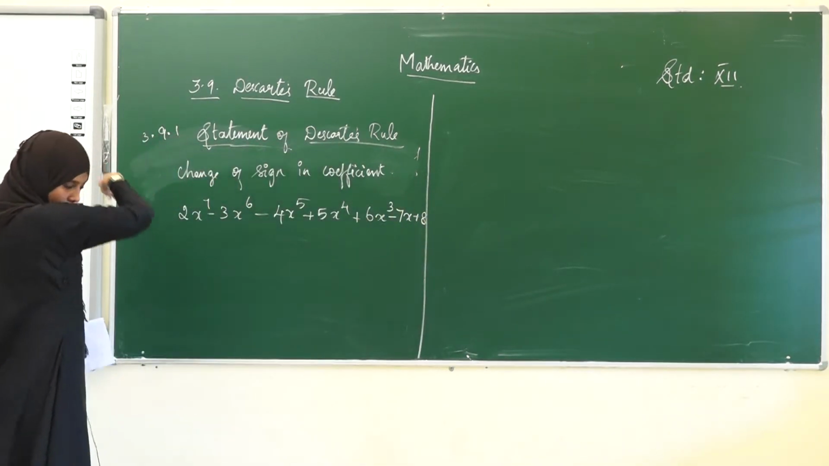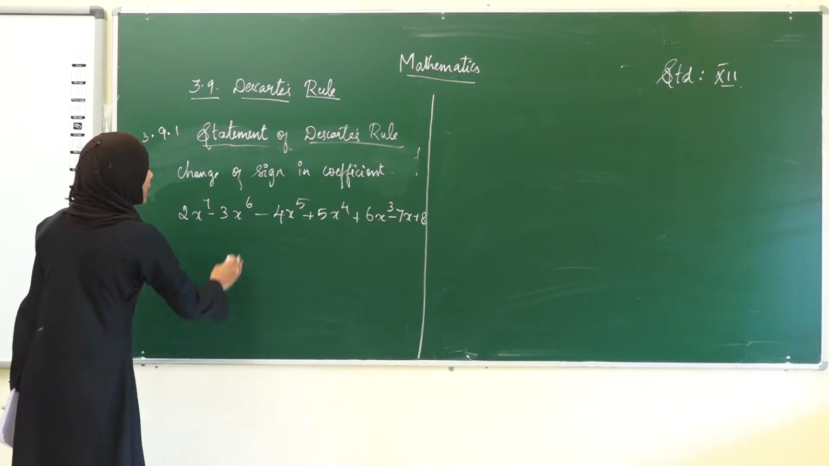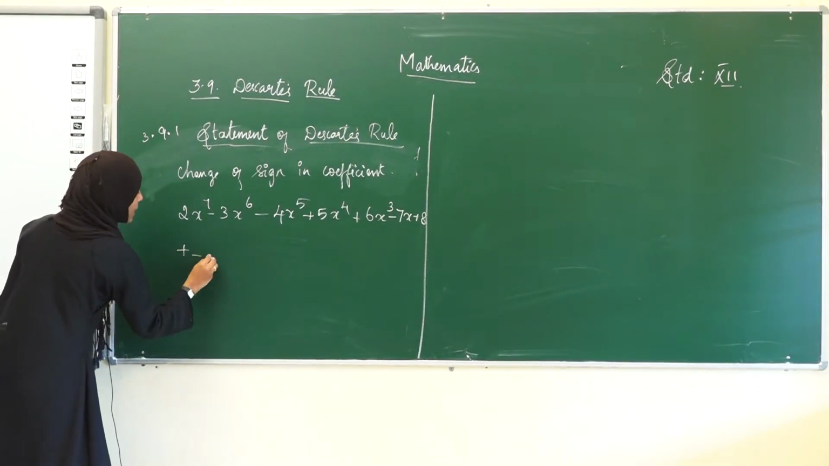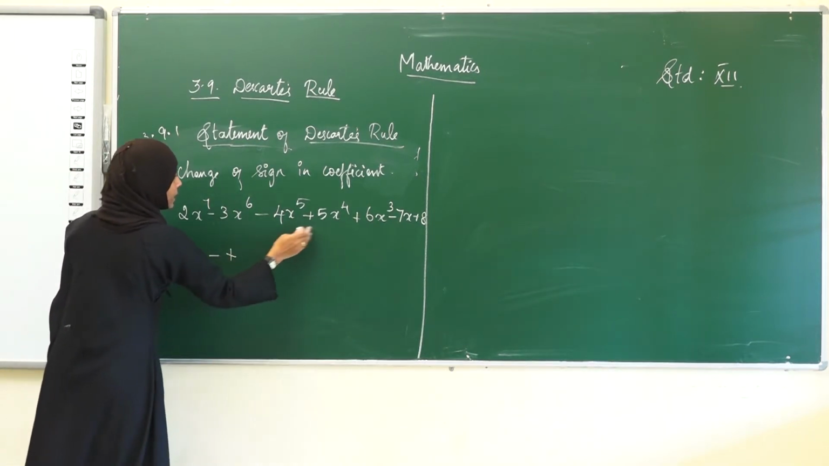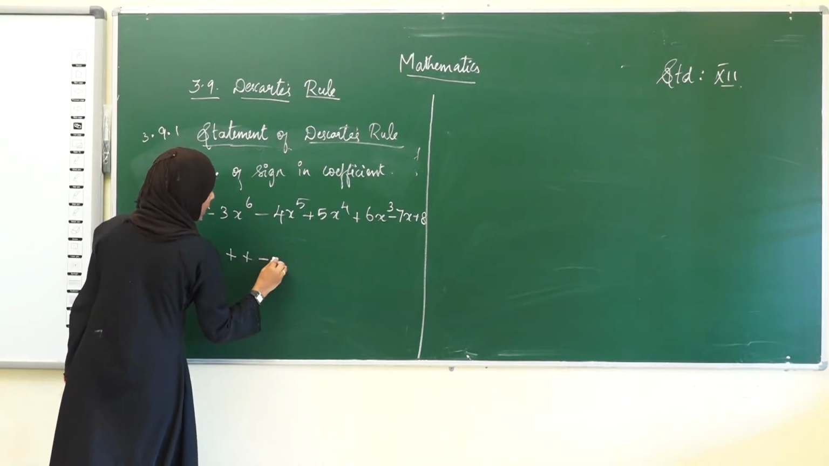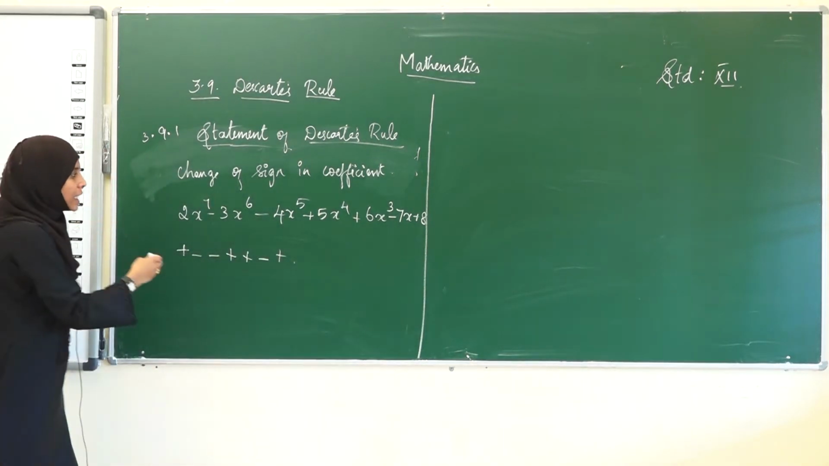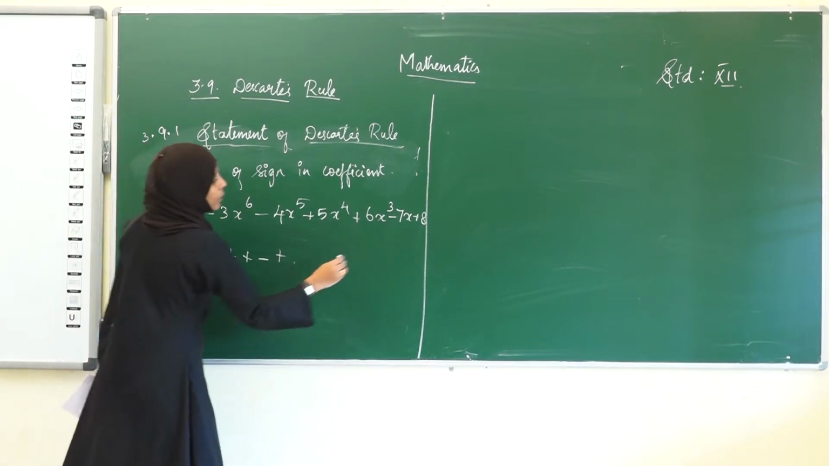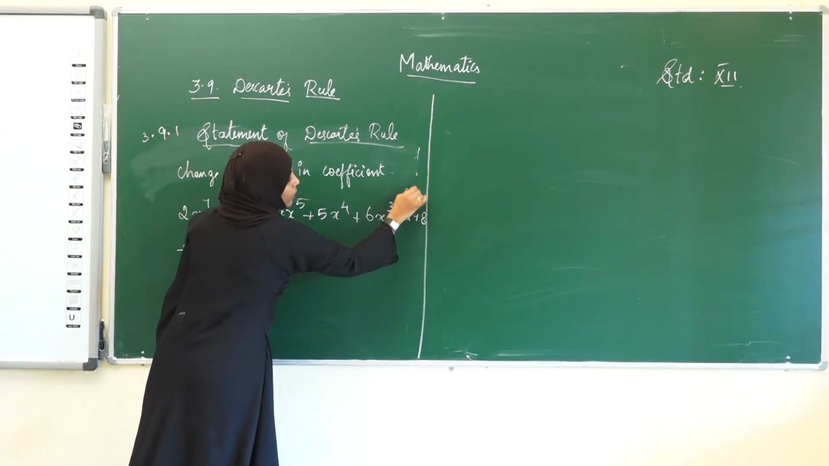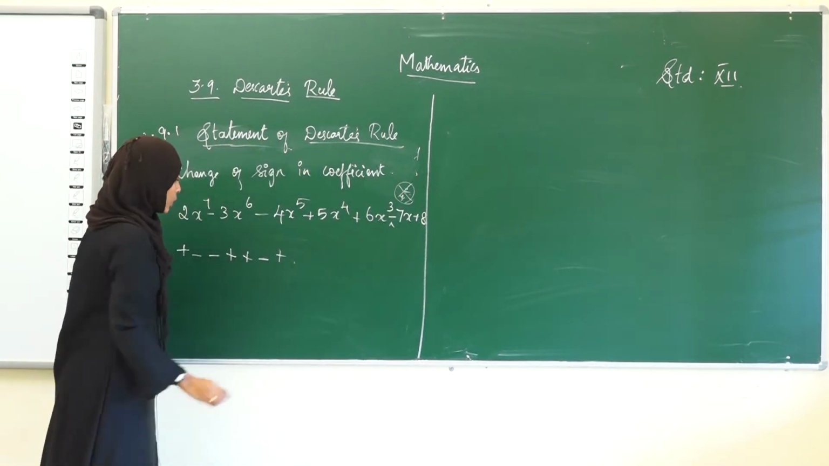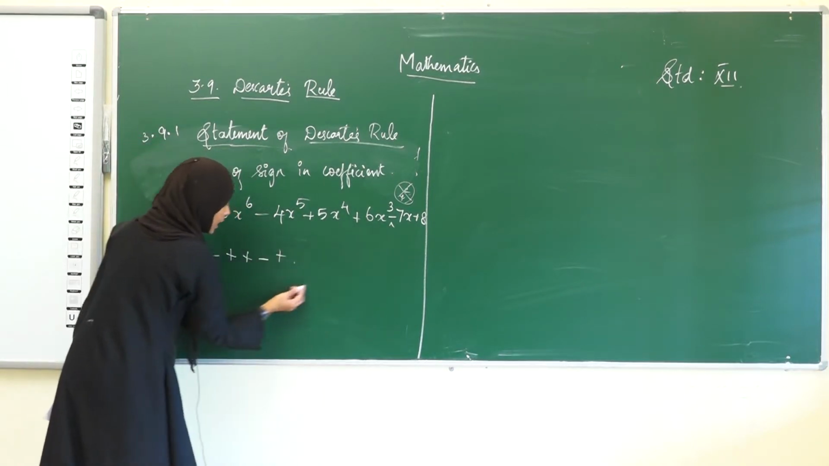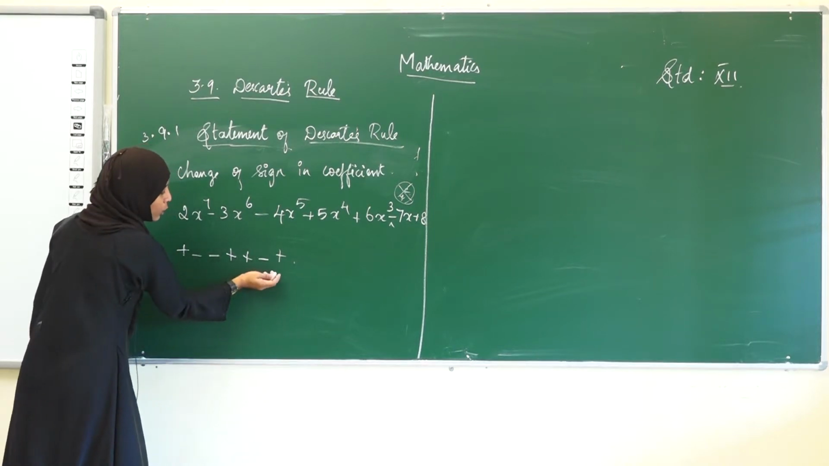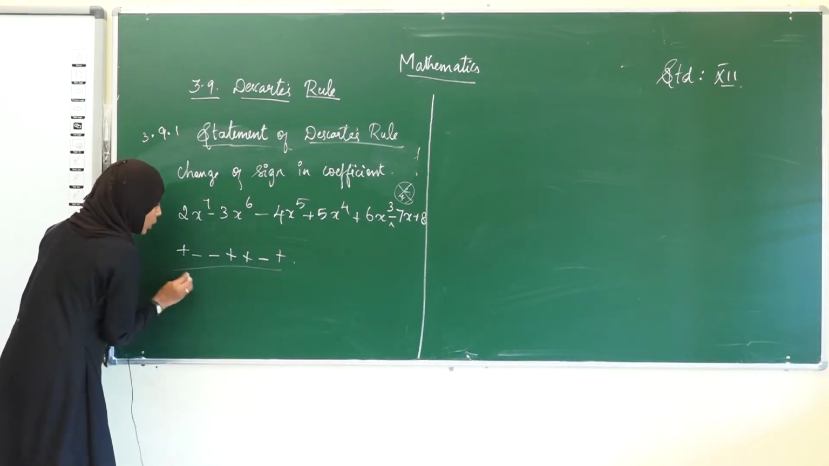So they have given a polynomial equation. Consider the signs only in this. Here it is plus, the next term is minus, plus, minus and plus. These are the signs in the polynomial equation. See here, we don't have the x square term, so we didn't include any sign here, neither plus nor minus.